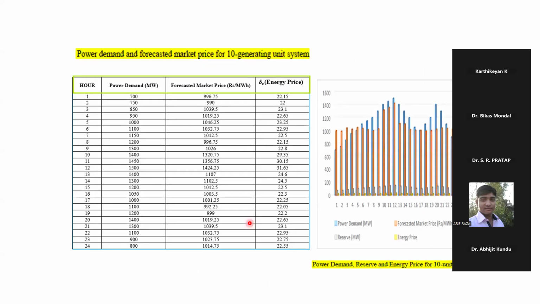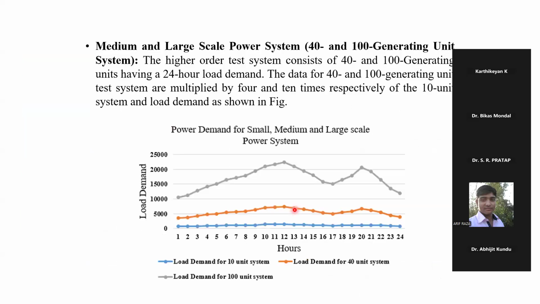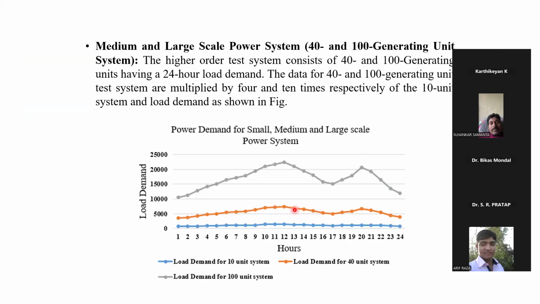So this is the power demand and the market price. When we consider electric vehicles for a better sustainable future, we can also consider grid to vehicle and vehicle to grid power, and PV means photovoltaic, meaning renewable energy. Here is some data for summertime and wintertime also. You can use those data for upcoming research. This is medium and large scale power. Medium scale means 40 generating units, and large scale means 100 generating units. So what will be the power demand?